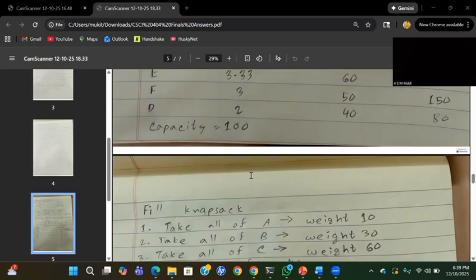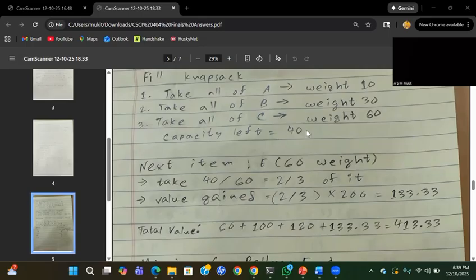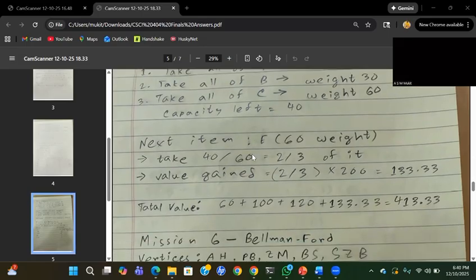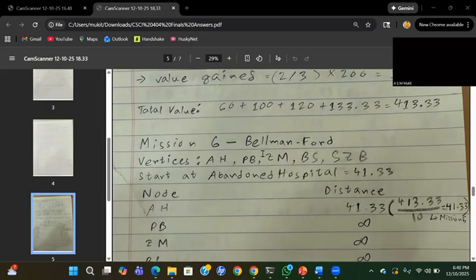The 60 value item had weight 10, the 100 value item had weight 20, and the 120 value item had weight 30. The total weight so far was 60, so I had 40 capacity left. The next was the 200 value item, with weight 60. I took 40 out of the 60, which is two-thirds. The value gained from that part was 133.33.